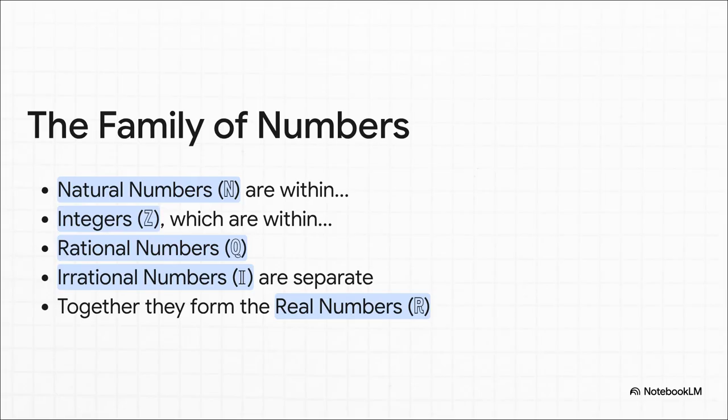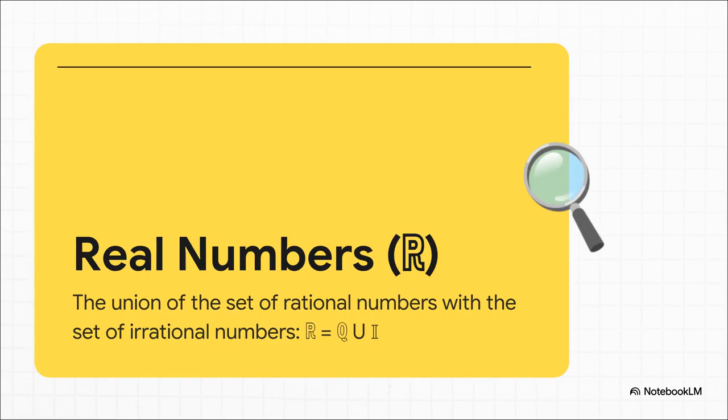So how do they all fit together? A great way to think about it is like those Russian nesting dolls. You've got the tiny natural numbers inside the bigger integers, and the integers are inside the even bigger rational numbers. The irrationals, they're like a whole other separate massive collection. But when you take all the rationals and all the irrationals and put them together, you get the grand total, the set of real numbers. This set is complete. There are no more gaps. Every single point on the number line finally has a name.